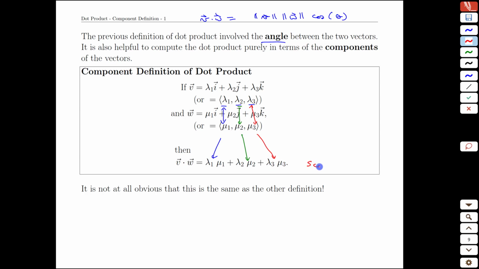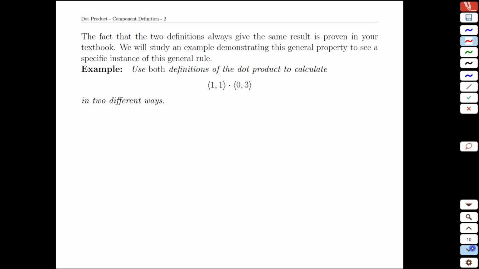Notice that this again gives us a scalar value in the end, which is what we expected from our earlier definition as well. Here we had a scalar times a scalar times a scalar, and we end up with a scalar here as well. It's important to note that it is not obvious that this way to compute a product is even close to the version that has the angle involved. We don't see the angles here, but somehow miraculously these do actually become the same value. And we're going to demonstrate that next.